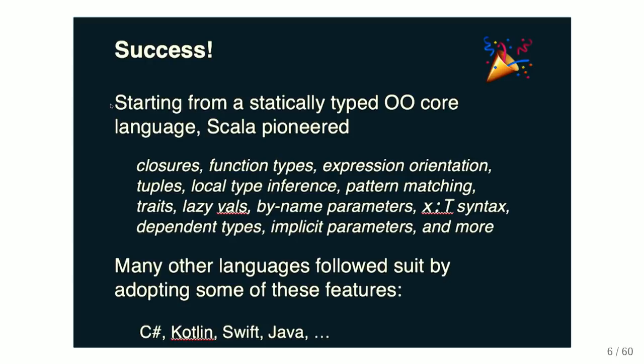But actually, I would claim that Scala was the first language that introduced any one of these features in the setting that I'm talking about, in a setting of a mainstream language with object-oriented features. So Scala was first for every one of them. And a lot of other languages have followed suit, which is great. Imitation is the best form of flattery. Languages that have followed suit are C#, that was the first one in a lot of things, and also other languages such as Kotlin, Swift, and also Java. Java is getting more of these features in each new release.